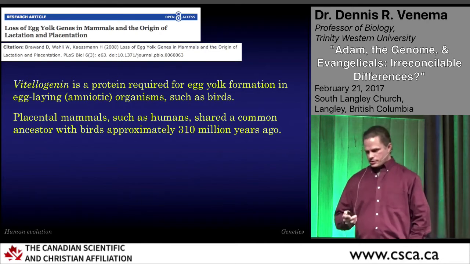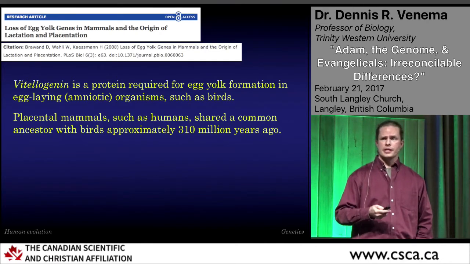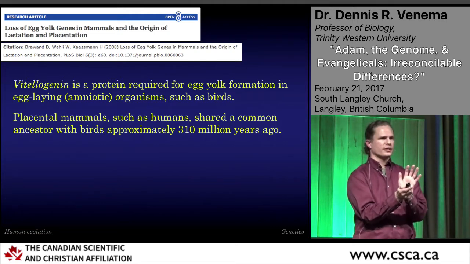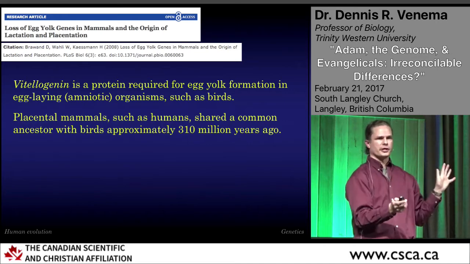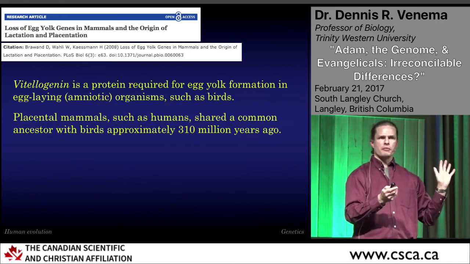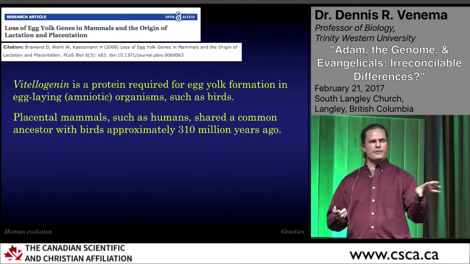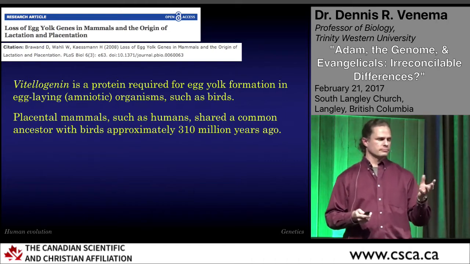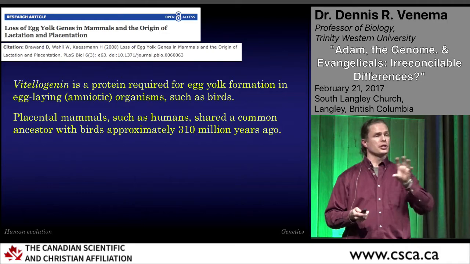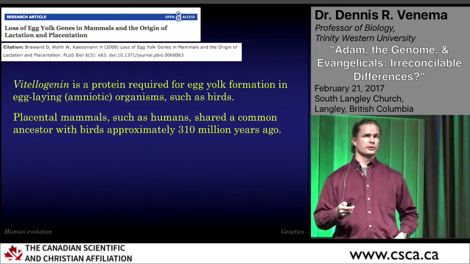Here's another example that I also like to use, and I talk about this in the book as well. Evolution strongly predicts that mammalian life is an innovation within a group of organisms that laid eggs. So the idea is that mammals are highly modified egg-laying organisms. The lines of evidence we have is that placental mammals, including humans, share a common ancestral population with amniotic or egg-laying organisms like birds approximately 310 million years ago.